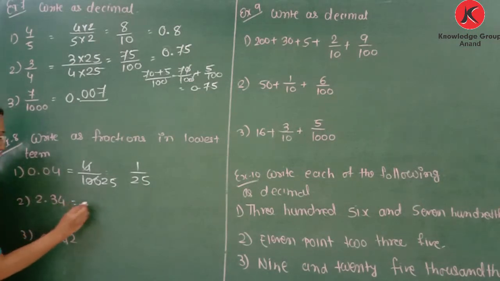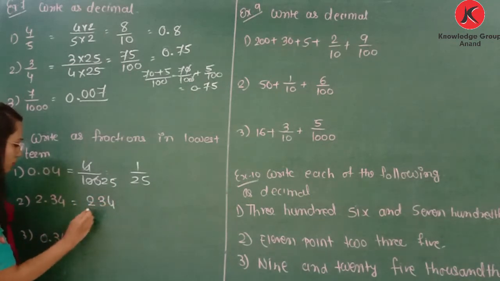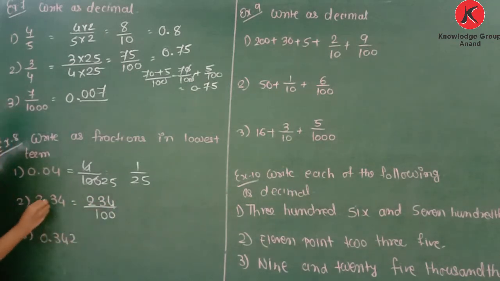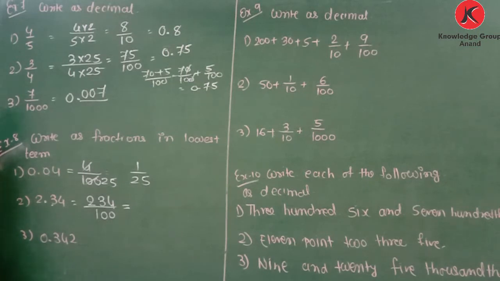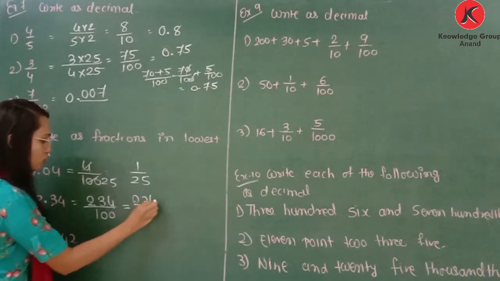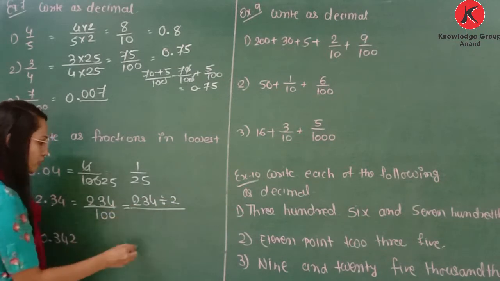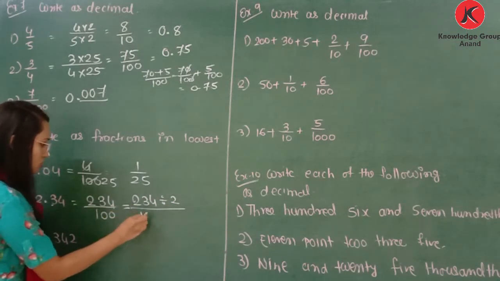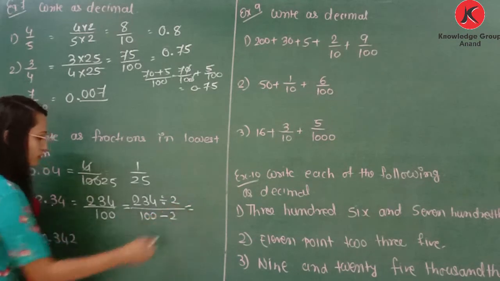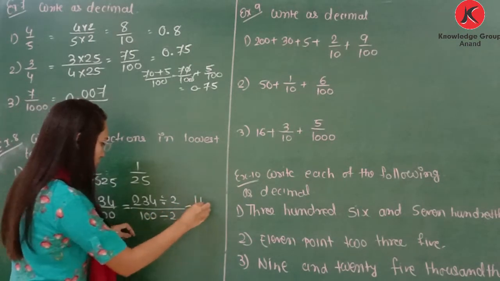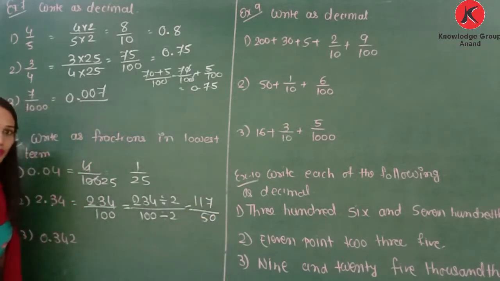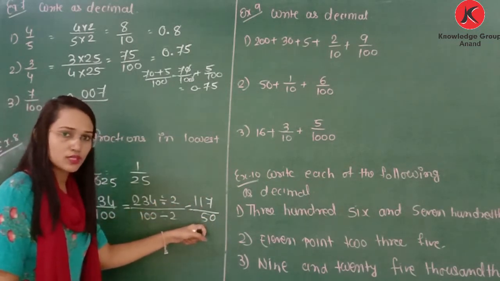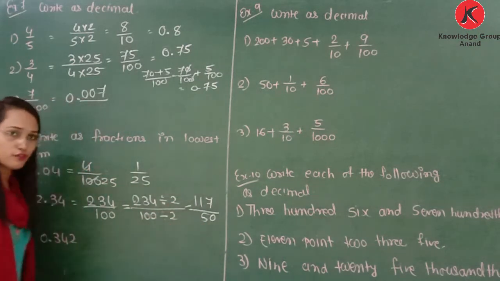2.34. So 2.34 means 234 divided by 100. After the point there are 2 digits, which means divide by 100. Now we need to convert it into lowest terms. So let's divide by 2, because the last digit is 4, so it is divisible by 2. So 100 divided by 2 gives 50, and we get 117 by 50. Now we cannot further divide both the numerator and denominator by the same number. That's why this is the simplest form.